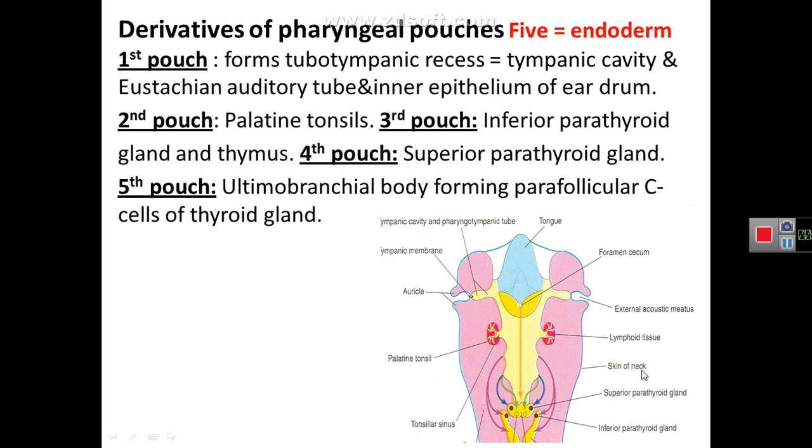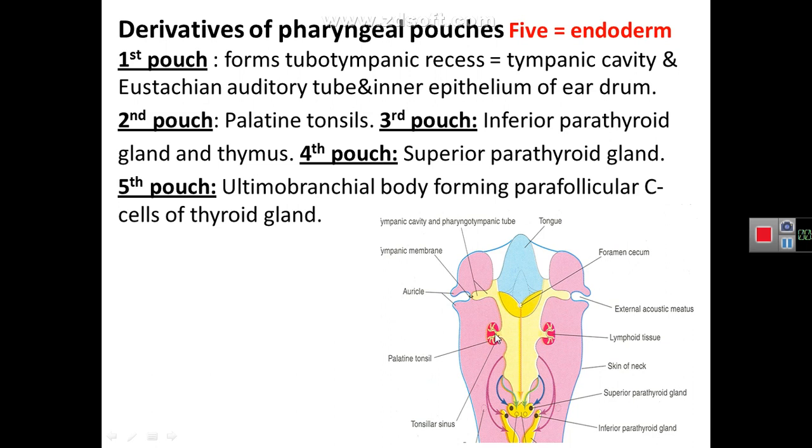You know, the Eustachian tube connects the middle ear with the pharynx. So the Eustachian tube and the middle ear cavity, which is called the tympanic cavity, are derived from the first pharyngeal pouch. Even the inner layer of the eardrum, which is the tympanic membrane, is derived from the endoderm of the first pouch. Actually, the auditory tube and the middle ear cavity initially are called the tubotympanic recess, but later on they will form the Eustachian auditory tube and middle ear cavity, in addition to the inner lining epithelium of the eardrum, the tympanic membrane.